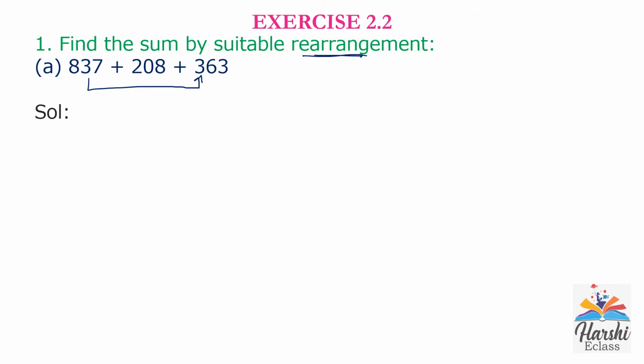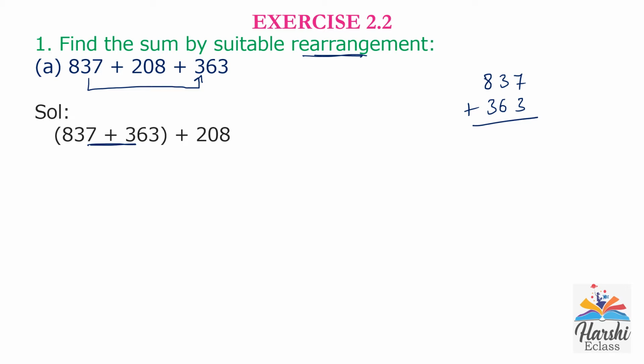Write that. Write 837 plus 363 in brackets. If there is any number in brackets, it means first we need to solve the operations given in the brackets, then only we will do the operations which are given outside the bracket. So 837 plus 363. 7 plus 3, 10. 1 plus 3, 4. 4 plus 6, 10. 1 plus 8, 9. 9 plus 3, 12. We will get 1200.